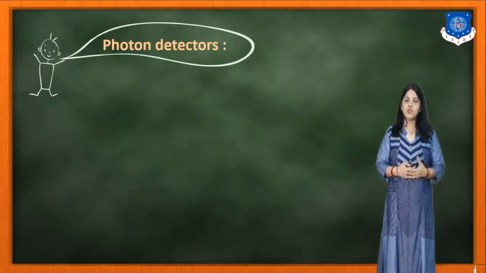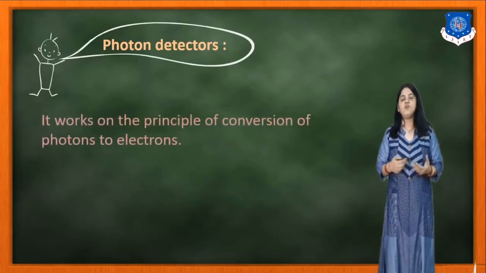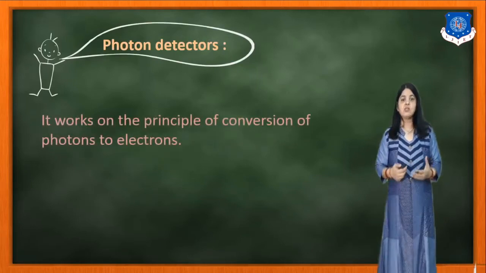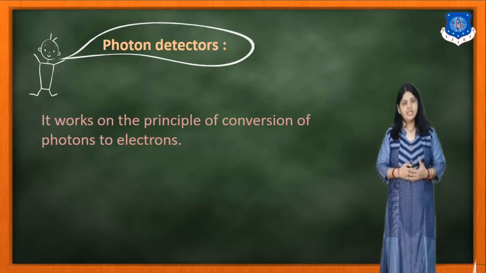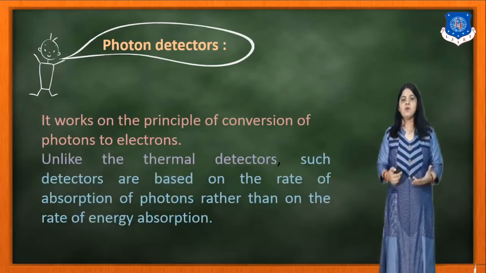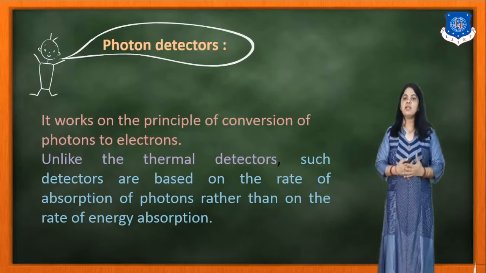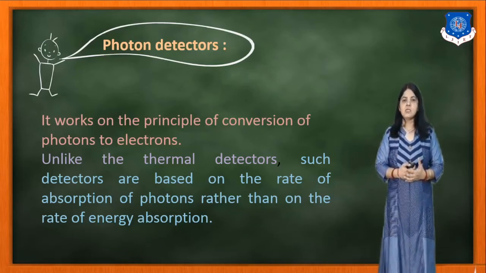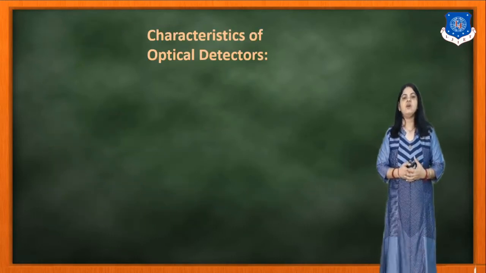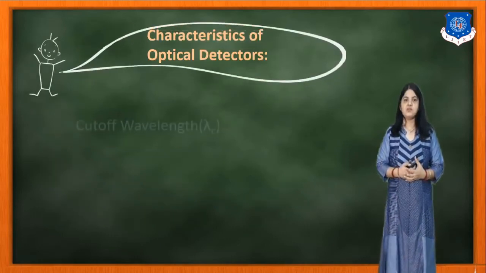Next is the photon detector. What is the photon detector? It works on the principle of conversion of photons to electrons. Unlike the thermal detectors, the photon detectors are based on the rate of absorption of photons rather than on the rate of energy absorption.